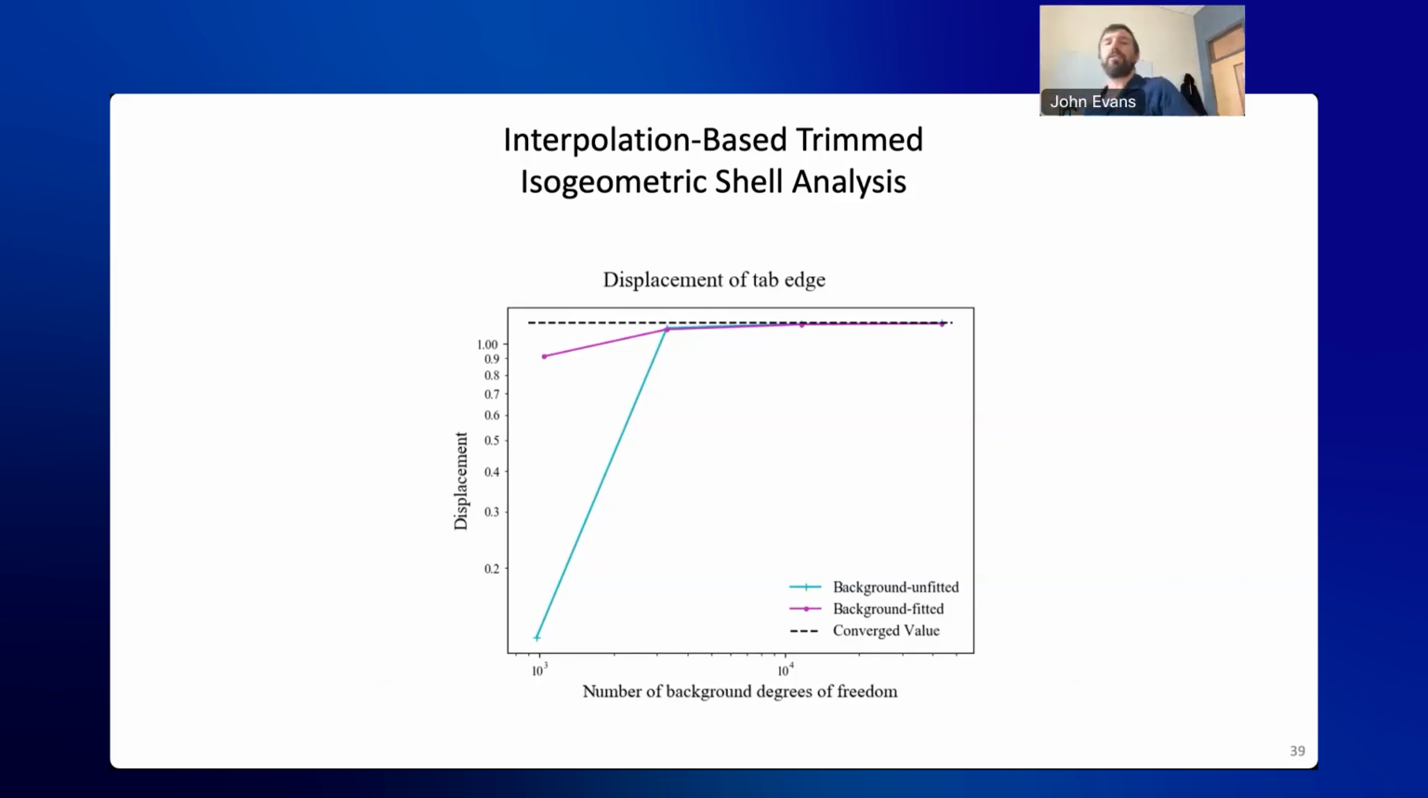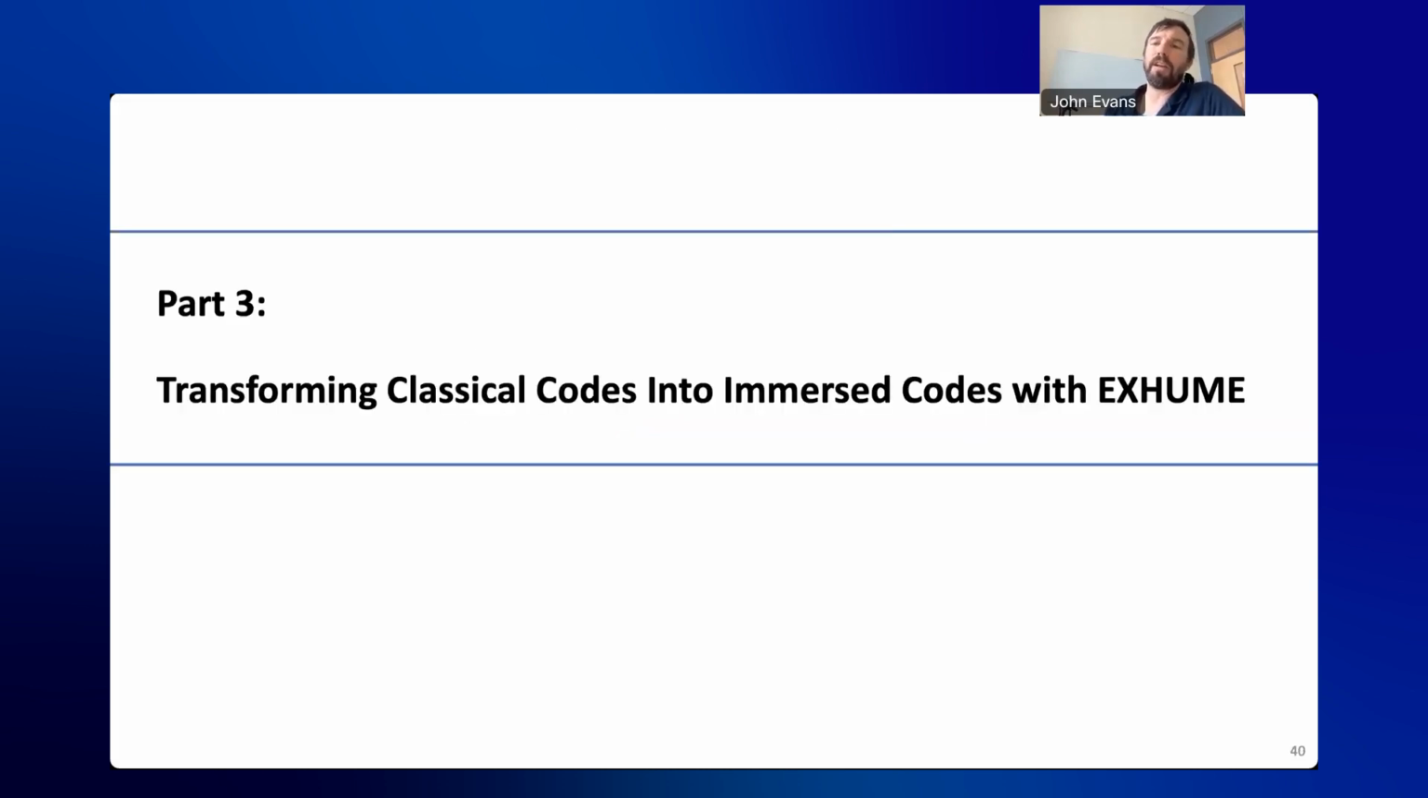So that was a quick tour de force of introducing you to interpolation-based analysis and showing you some results for some simple cases. In part 3, what I'd like to talk about quickly is how we transform classical codes into immersed codes with Exum.